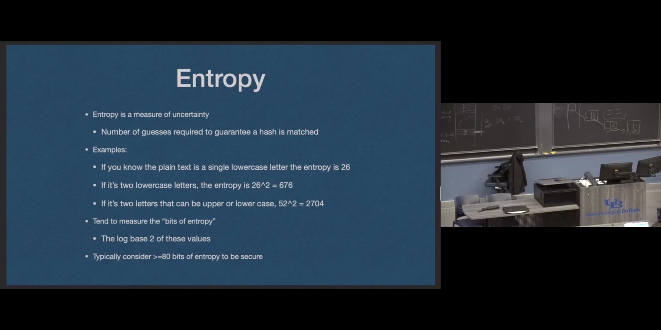We usually measure this as log base 2 of the number of guesses, because the numbers start getting too big to reasonably talk about. With bits of entropy, the logarithm grows so slowly that it keeps the numbers nice and small. And usually 80 bits of entropy is our rule of thumb to consider ourselves secure.